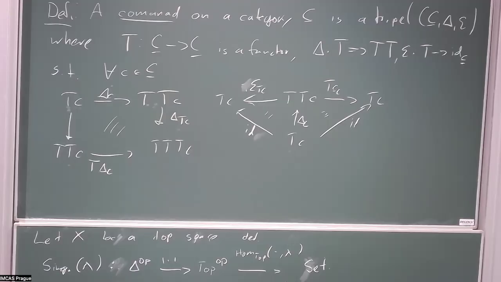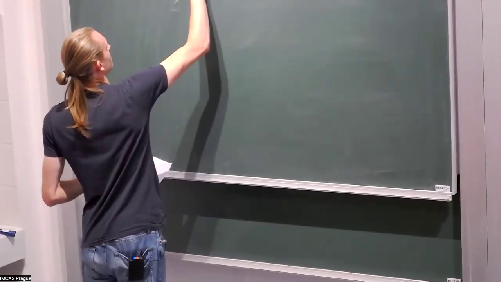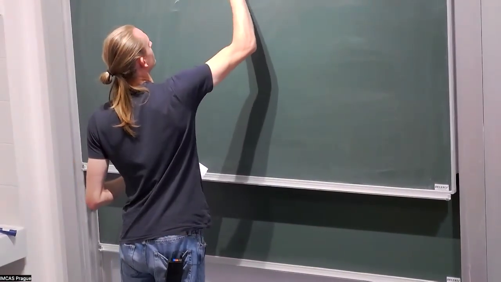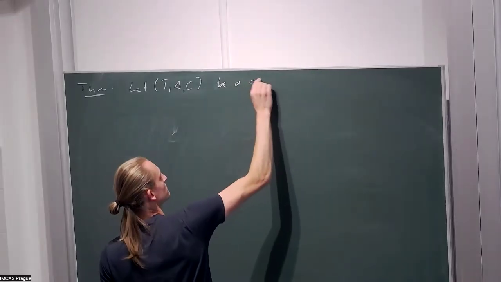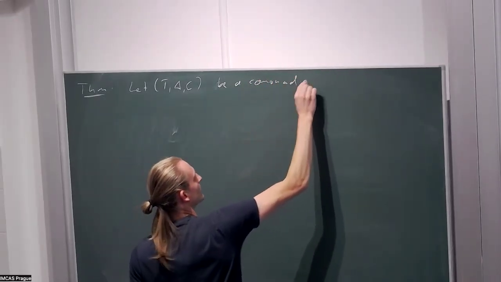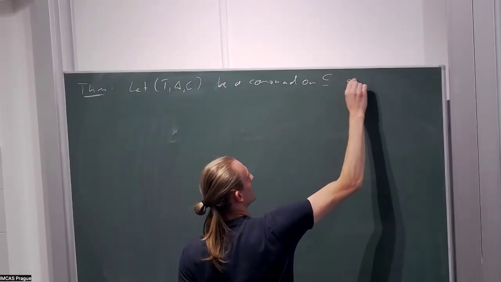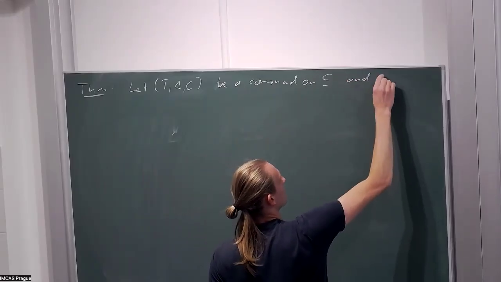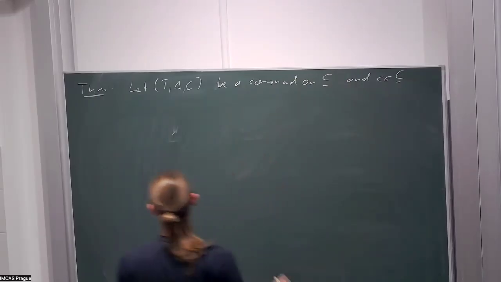Okay, now comes the bar construction. So if I have such a comonad, I can construct a simplicial object from any object in the category C. So let T be a comonad on C, and C an object.